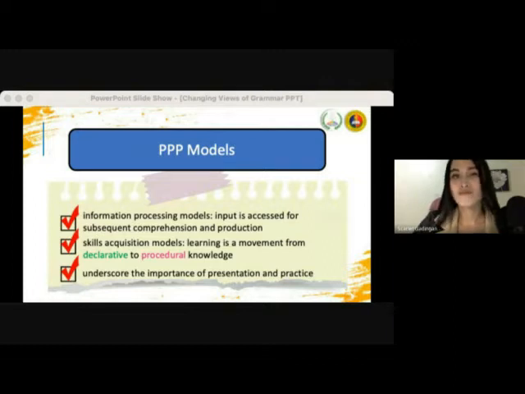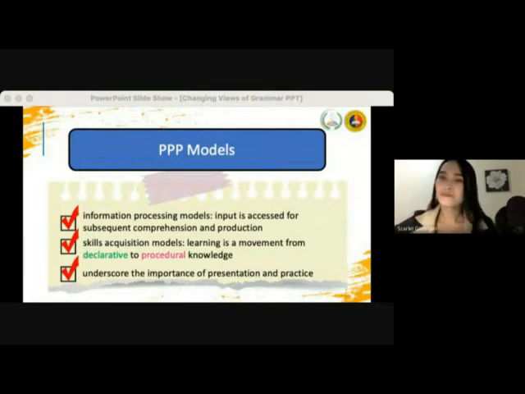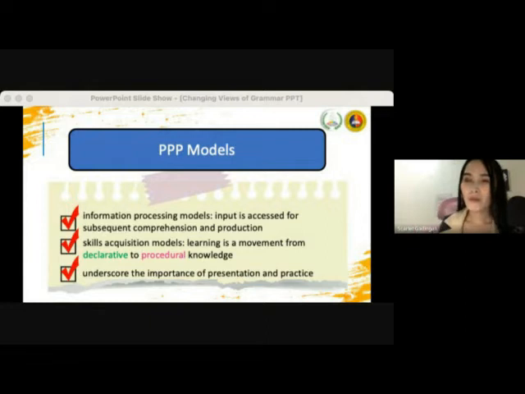Anyone, could you define procedural knowledge? Declarative and procedural. I'm not sure about procedural, but I've heard, correct me if I'm wrong, this declarative knowledge is probably the fluency of grammar rules and the language. Is that it? Any other attempt?